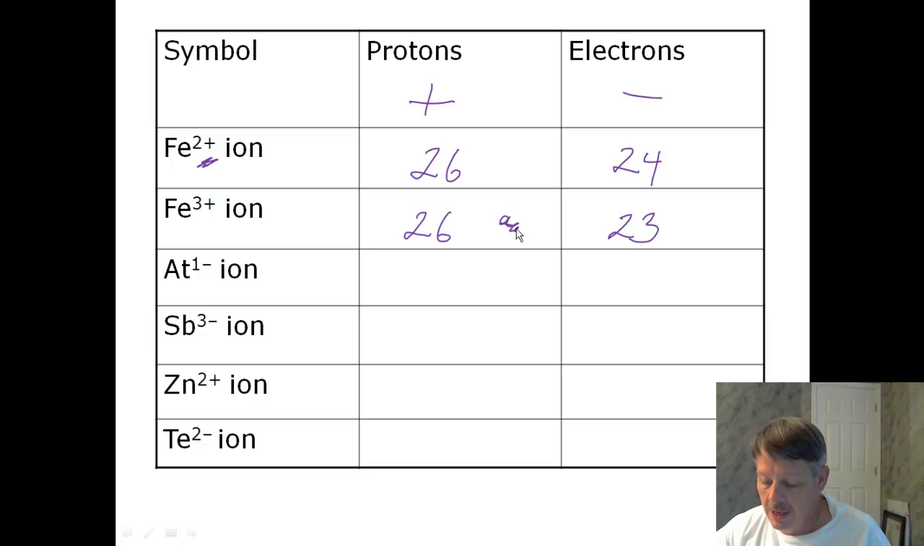Aspartame, that's not right. AT. Where is AT on the periodic table? Hopefully you can find it faster than I am. There it is. AT is way down the bottom right. That's number 85.